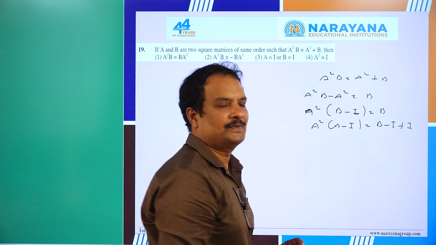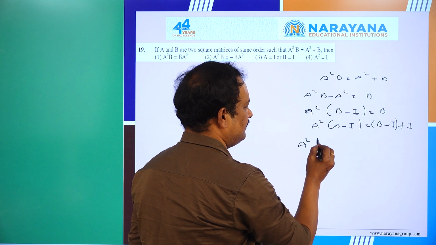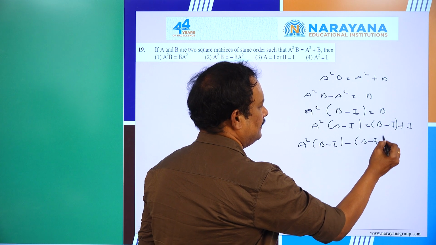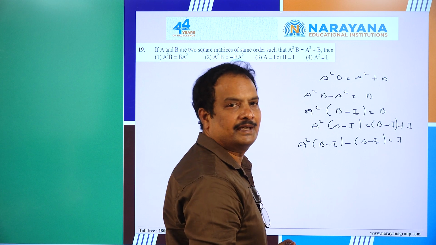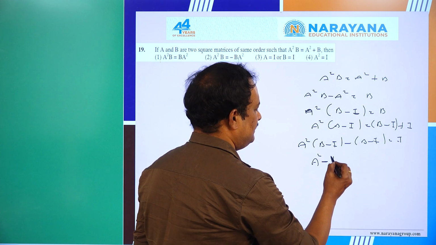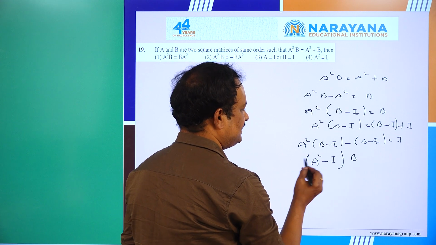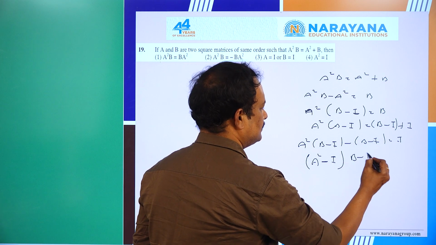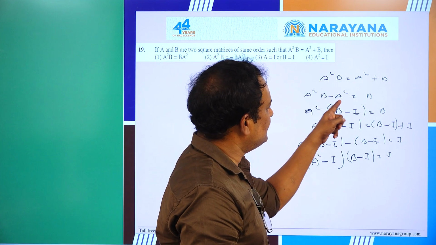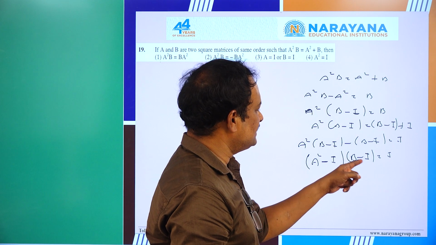Add and subtract I there. Then bring the B minus I to this side. So A square into B minus I, minus B minus I, is equal to I there. So this is what we got. Taking A square minus I, and here this is B minus I, so B minus I is actually common on this side. So very clear. Now you got this one. So it's very clear, A square minus I into B minus I equal to I there.